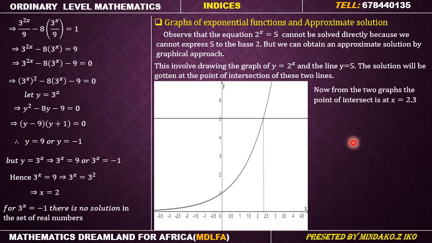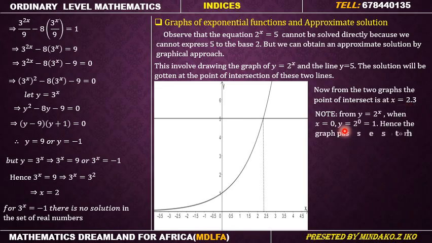From the curve and the line, the point of intersection is at x equal to 3.2, sorry, 2.3. When I was graphing it, the graph was drawn to scale, and I read out the value to be x equal to 2.3.